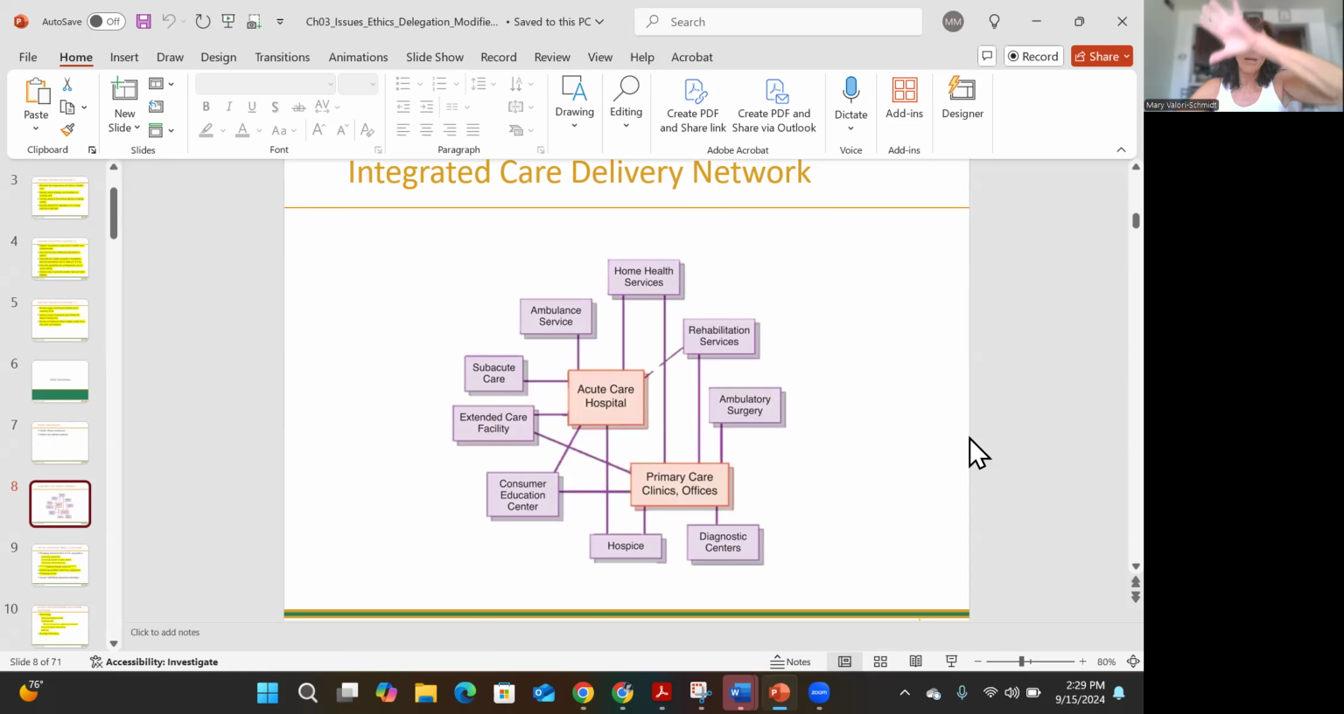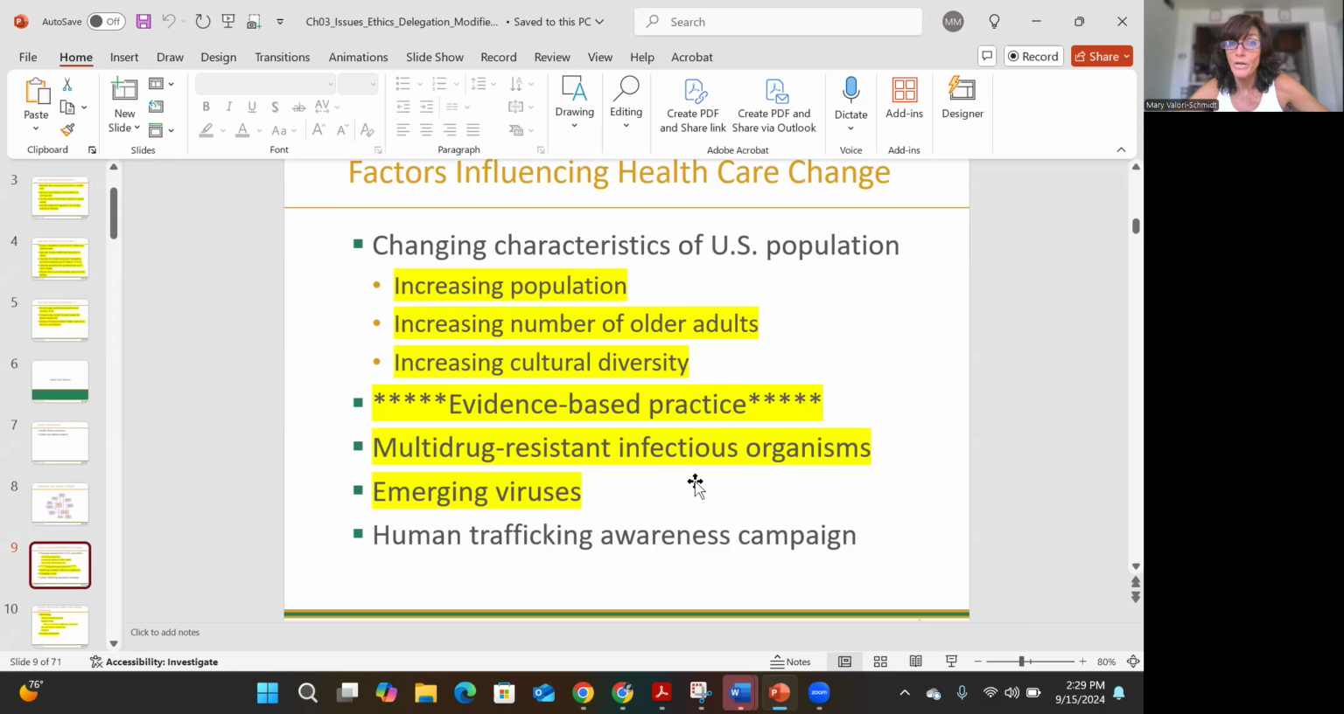So when we look at an integrated care delivery network, we look at the hospitals kind of at the core. Then we've got home care, right? Home health services, rehab, one-day surgery, ambulatory surgery, diagnostic centers like MRI, CT scan, hospice, consumer education, extended care, long-term care, subacute, long-term care, ambulance services. And then, of course, what should be going hand in hand with this is the primary care physician, right? And that's the doctor that manages the care all the way around.